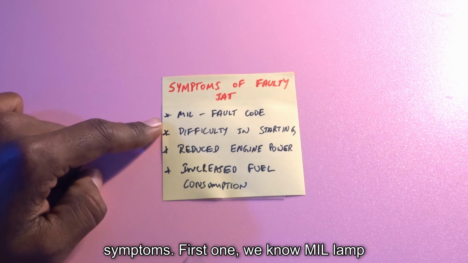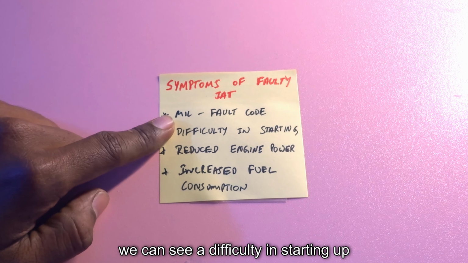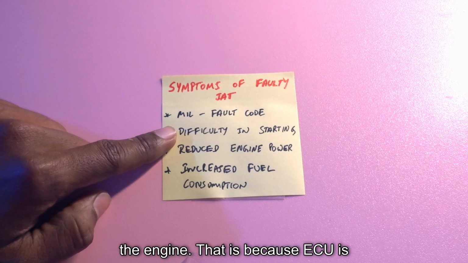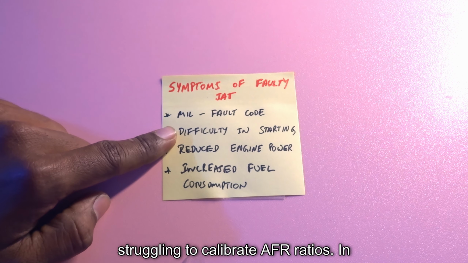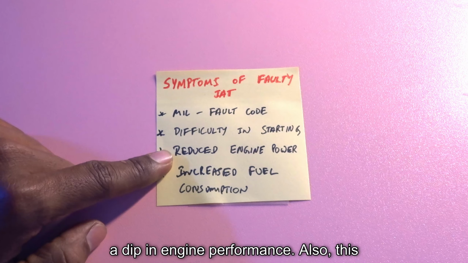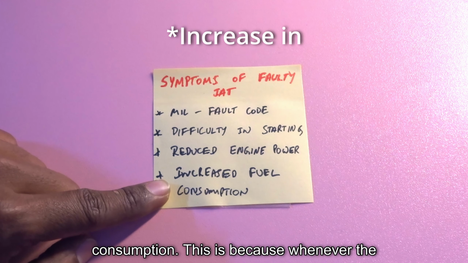Now let's come to the symptoms. First one, we know the MIL lamp comes on depending on the failure. Next, we can see difficulty in starting up the engine. That is because the ECU is struggling to calibrate AFR ratios in extreme weather conditions. We can observe a dip in engine performance. Also, this is commonly observed: an increase in fuel consumption.